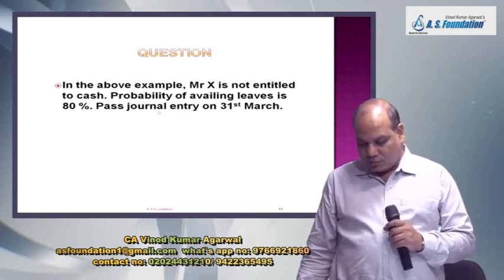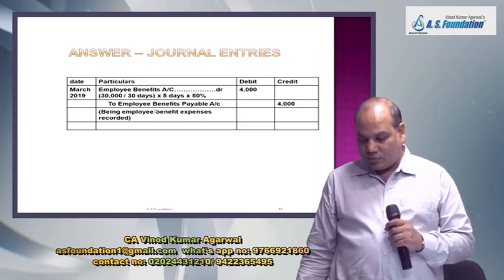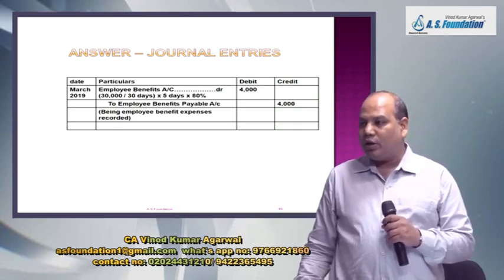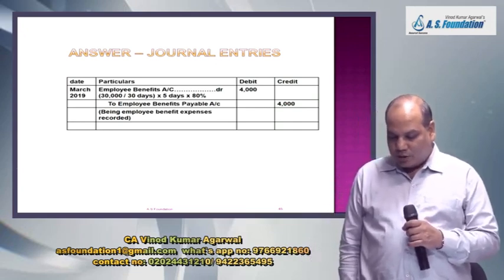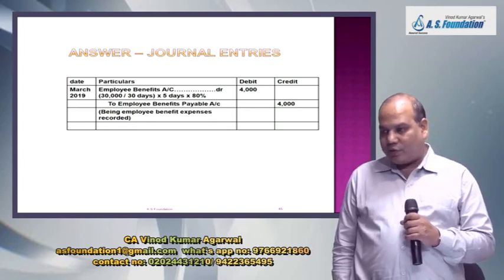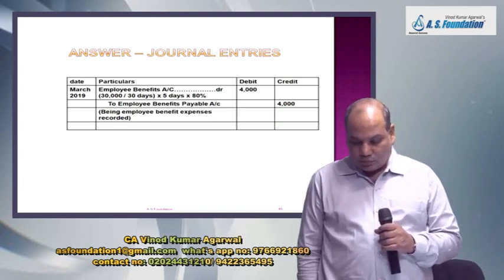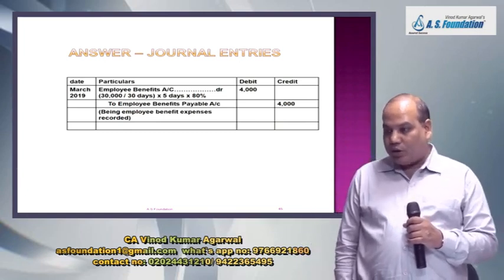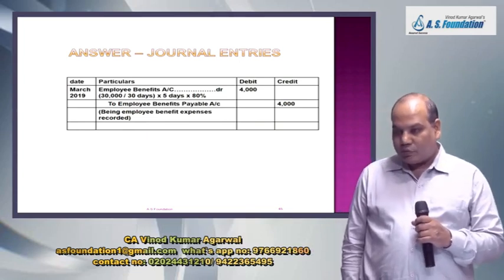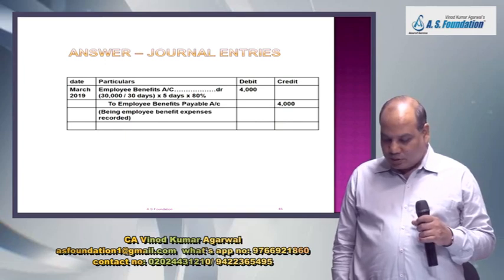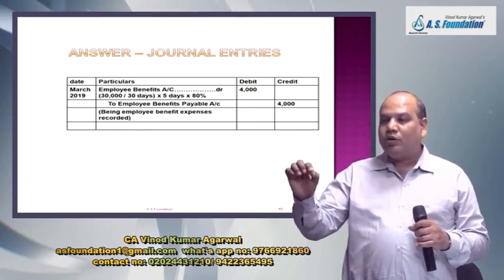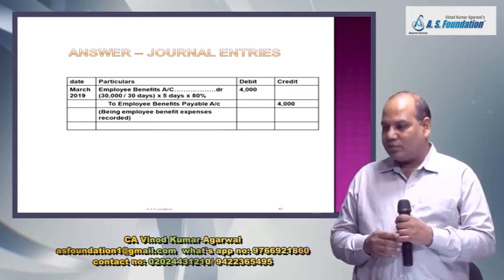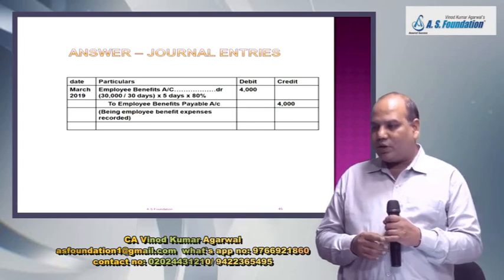So this time what you do? Calculate the provision amount. It will be now 1000 into 5 into 80%. So entry will be employee benefit expense account debit 4,000. Calculation, if you want to write 1000 into 5 into 80%, to employee benefits payable account 4,000. Okay. Then you just write a note below. Reverse the entry in the next year.